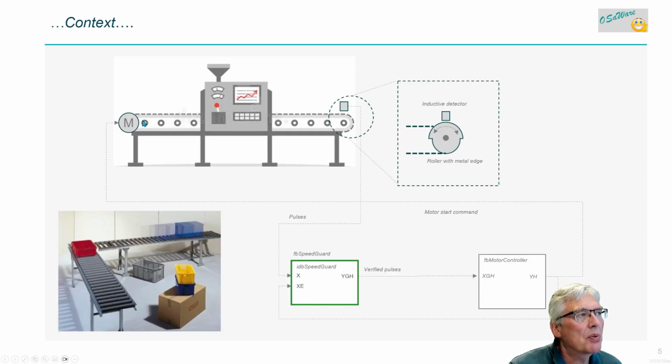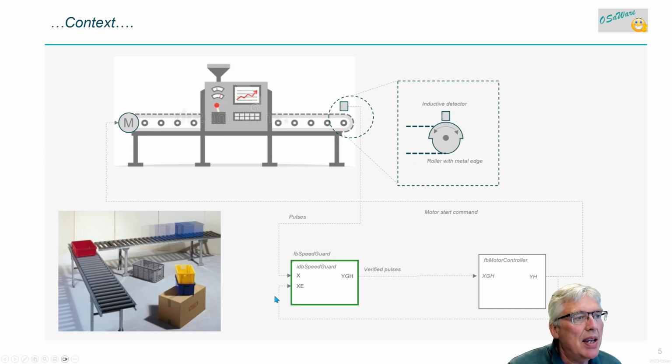In context, we have a motor, a transport band. So if the band breaks, the motor stops. And here is where we detect the pulses. So it could be an inductive detector and some metal on this roller here too. Maybe it's 50-50, so we should have 50% duty cycle.